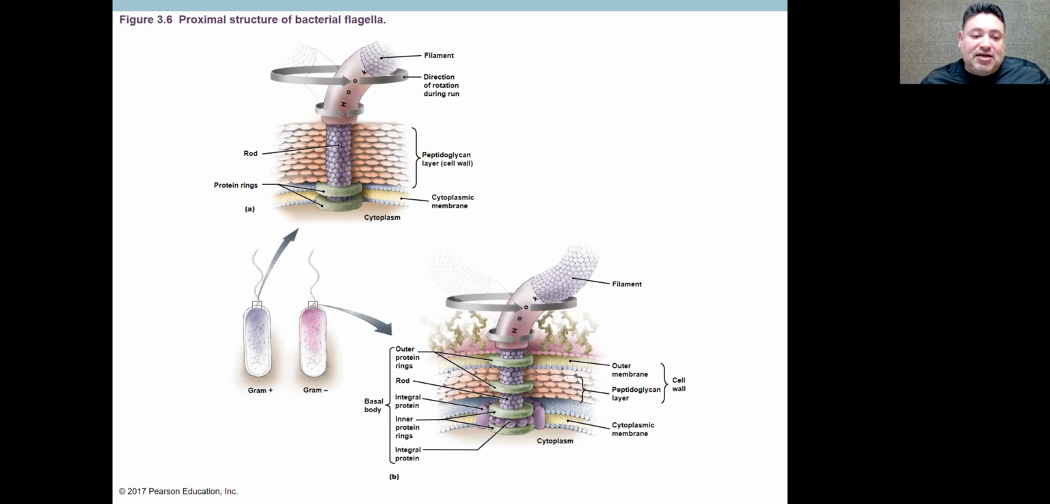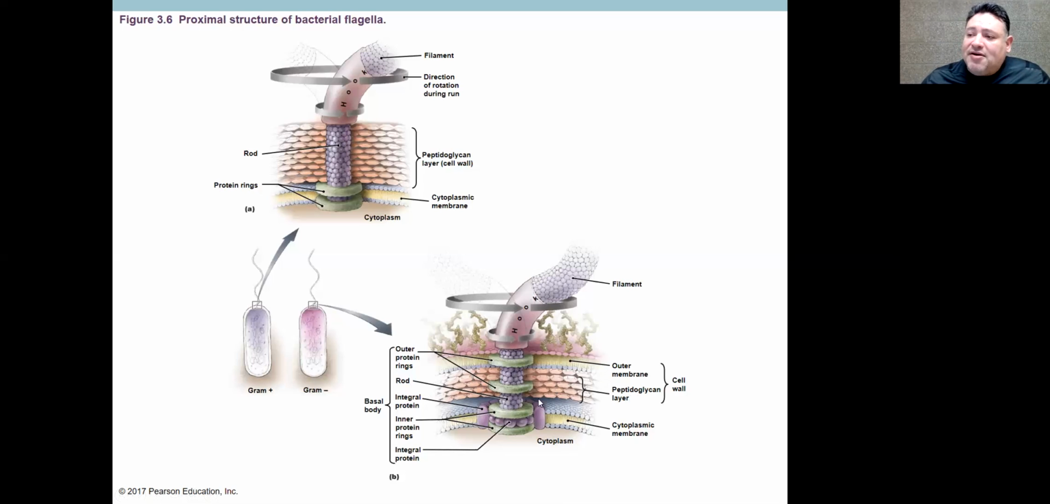Another thing that's interesting to note is that the structure of this basal body is different in the different types of gram bacteria. So here's a gram-positive microorganism. Here's a gram-negative microorganism. We're going to talk about this again, because this is an important point. In the gram-positive, you have this thick peptidoglycan layer and a thin cytoplasmic membrane inside. In the gram-negative microorganism, you have a thin peptidoglycan cell wall in the middle, and you have an outer and inner membrane. So you have an outer membrane and a cytoplasmic membrane.